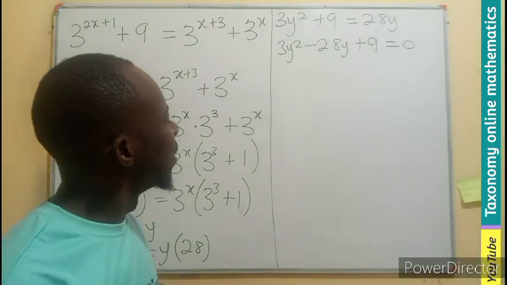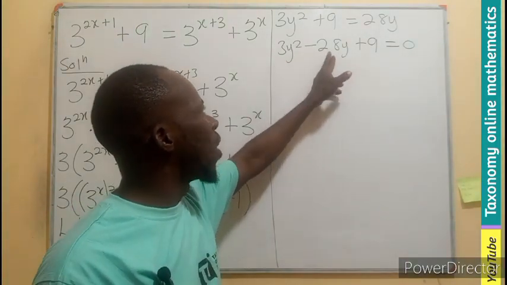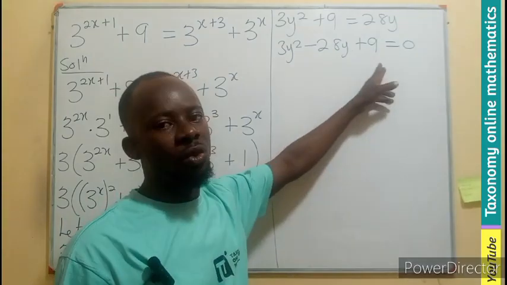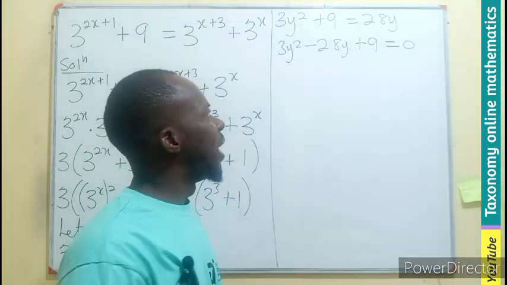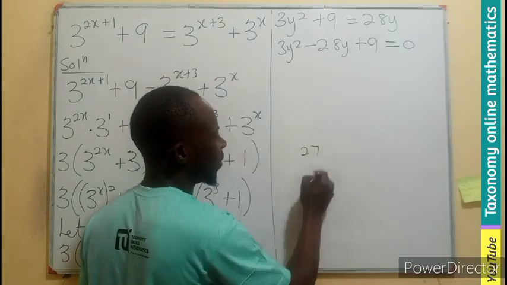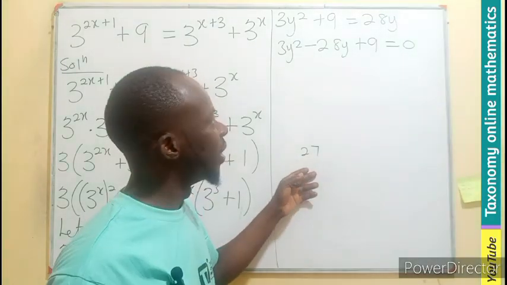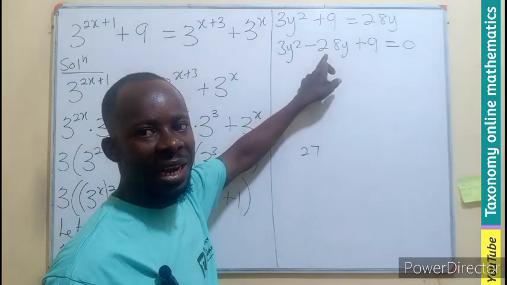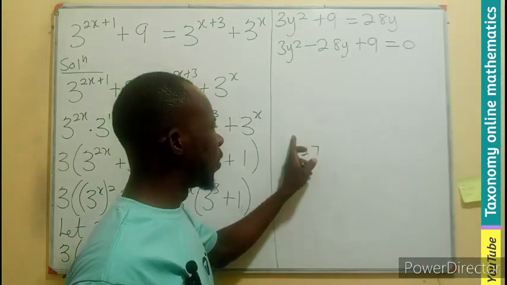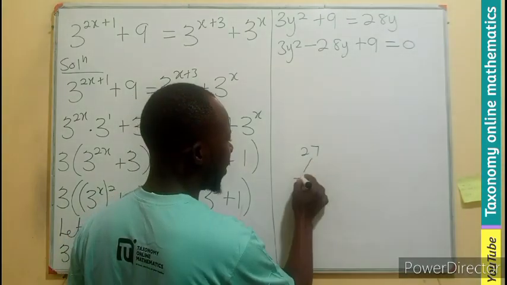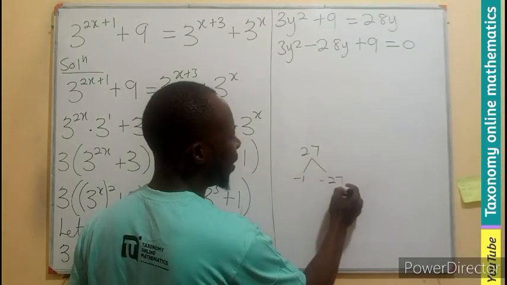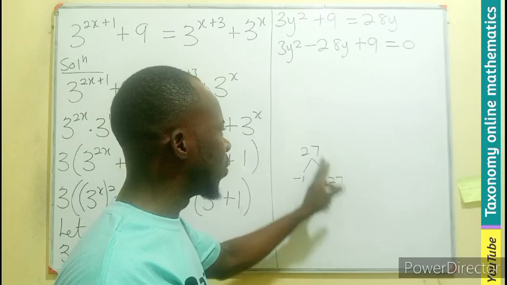What will be the next thing? We can see that 3 is not a factor of 28. So we can't divide through. So we use 3 to multiply 9. And that will give us 27. We need the factors of 27 which, if we add, we get negative 28. So since this is positive, the two factors will be negative. So this could be negative 1 times negative 27. You know the two give us positive.